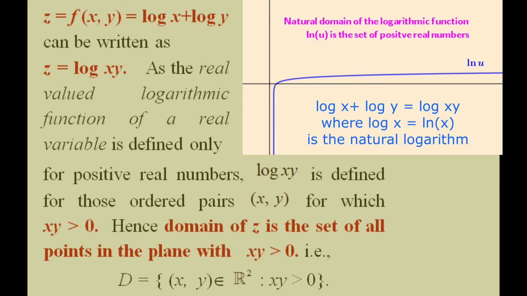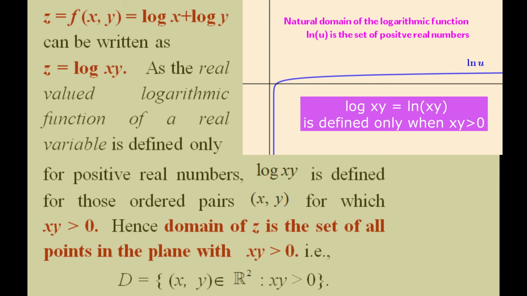The function can be written as z is equal to log xy. As the real valued logarithmic function of a real variable is defined only for positive real numbers, log xy is defined for those ordered pairs xy for which xy is greater than 0. Hence, the domain of z is the set of all points in the plane with the product xy strictly greater than 0.